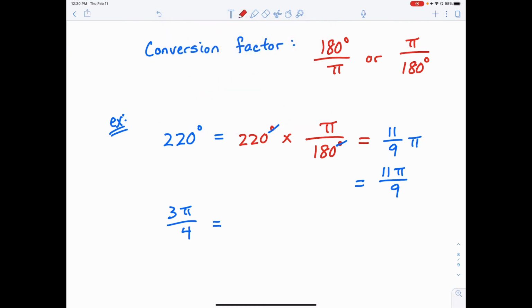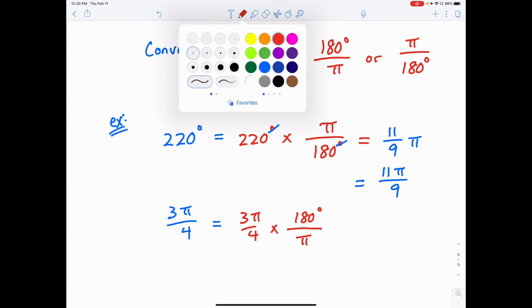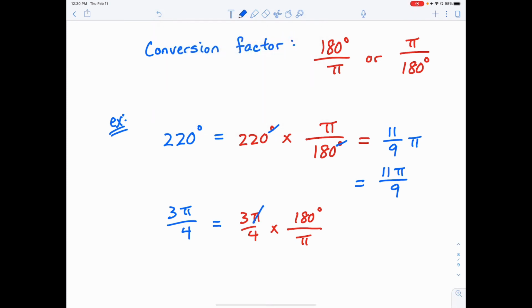For the next one, we have 3 pi over 4, and I want to convert that into degrees. So again, I'm going to start with 3 pi over 4. I need to use the right conversion factor. So again, we had pi here, which means pi has to go to the bottom and 180 degrees comes to the top. Now when that happens, the pi units will cancel out, leaving no more pi left over, telling us that degrees is going to be left. So here we're just going to go 3 times 180 divided by 4, giving us 135 degrees.